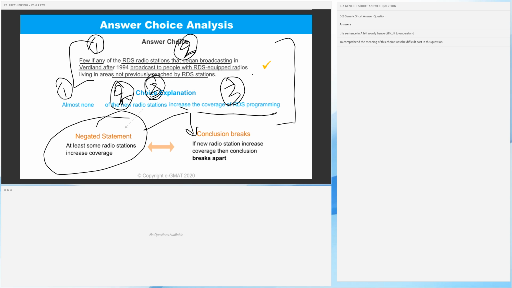Yes, that was the difficult part of this question. It's one of the aspects of the difficult parts of this question. And that's what makes this question beautiful. One of the other things you notice is, is there any challenging vocabulary over here?